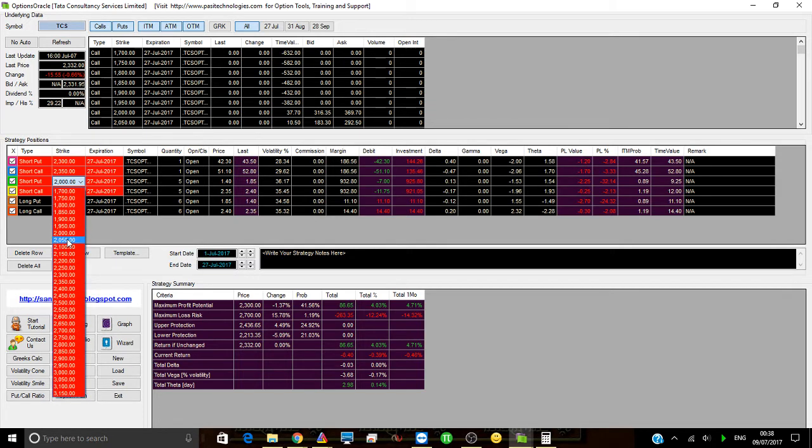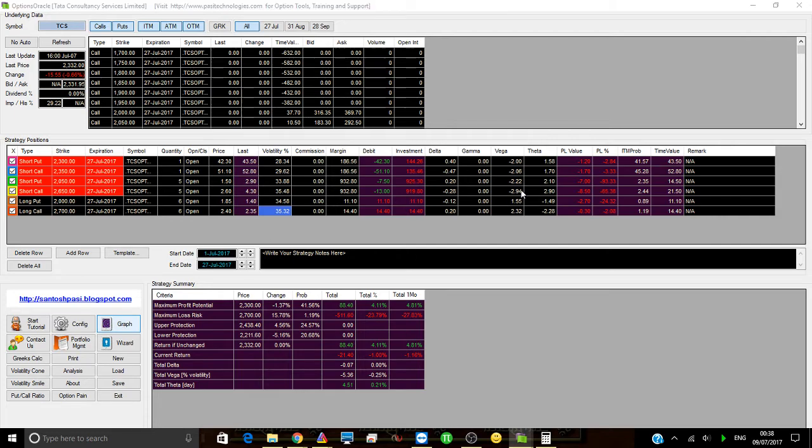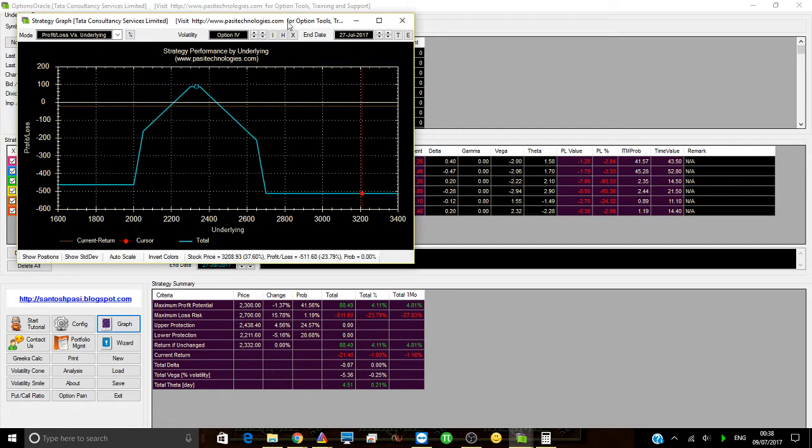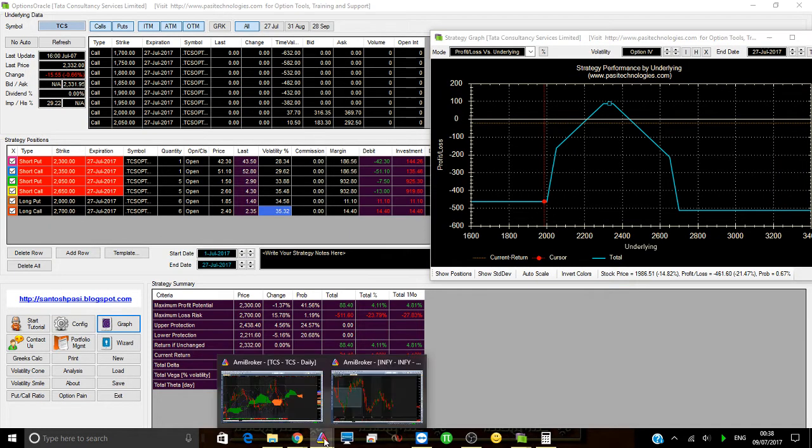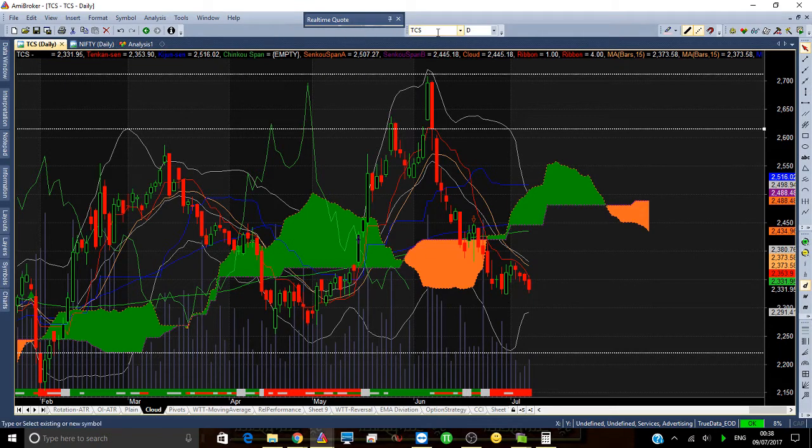2000. So let it be 2050, and let this be 2650 and 2700. Okay, so here it looks like 4.11, not really very nice risk to reward. This is how the picture looks like. Let's go to Nifty, Infy. I'm so sorry for that.